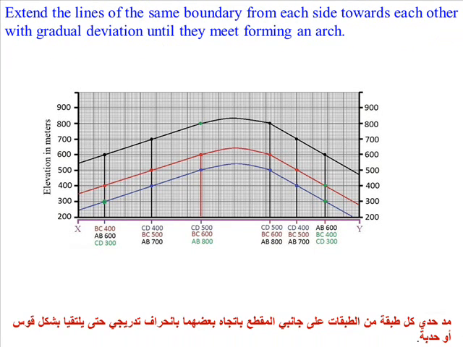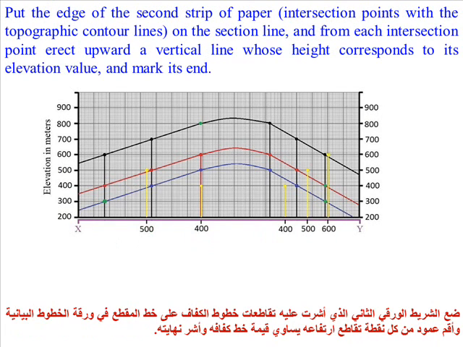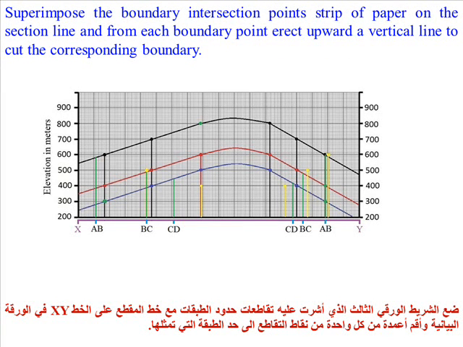Extend the lines of the same boundary from each side towards each other with gradual deviation until they meet, forming an arc. Put the edge of the second strip of paper on the section line and from each intersection point erect upward a vertical line whose height corresponds to its elevation value and mark its end. Superimpose the boundary intersection point strip of paper on the section line and from each boundary point erect upward a vertical line to cut the corresponding boundary.